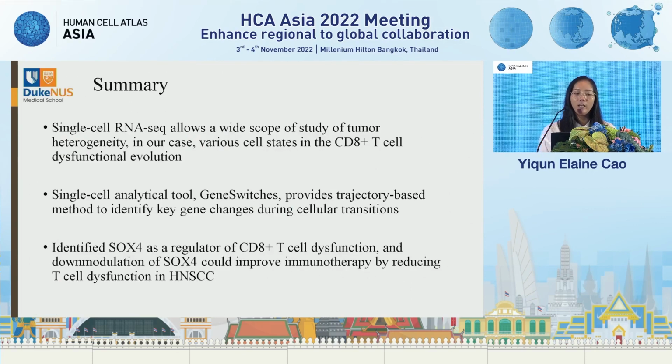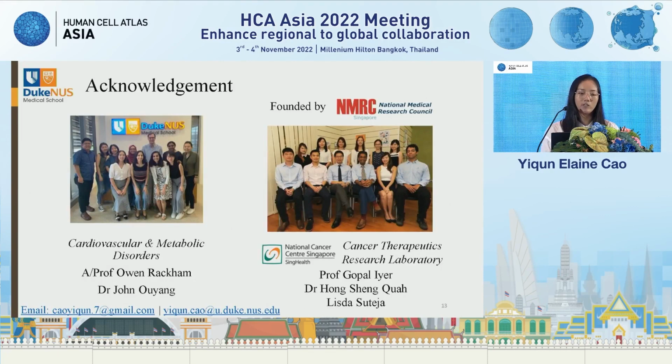So in summary, single-cell data allows us to identify the heterogeneity of cell states in T-cell dysfunctional evolution, and we developed a computational tool, GeneSwitches, to identify the key gene changes during cellular transitions. And importantly, we identified a regulator, SOX4, whose down-modulation could improve immunotherapy by reducing T-cell dysfunction in head and neck cancer.